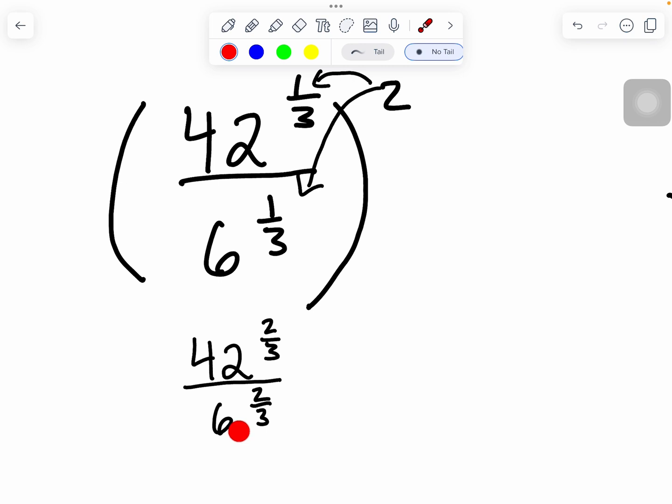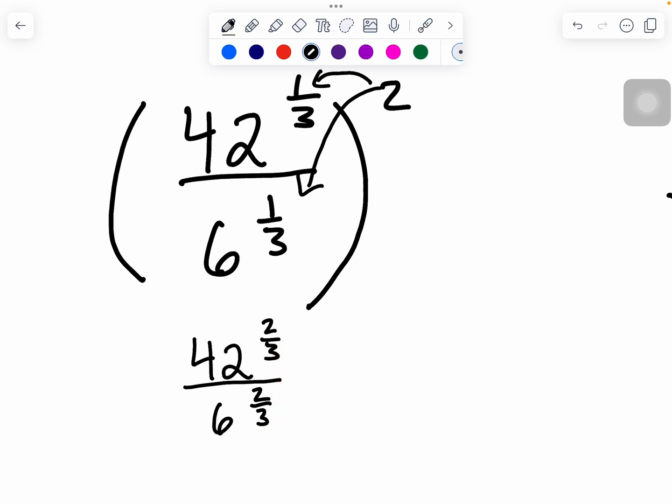42 divided by 6 is 7, and when we are dividing bases, we subtract the exponents. However, these two bases are not the same. This is not like x to the 2/3 divided by x to the 2/3. These two bases are very, very different. 42 is not the same as 6, so we cannot subtract exponents here. But we can still divide those numbers because the exponents are the same.